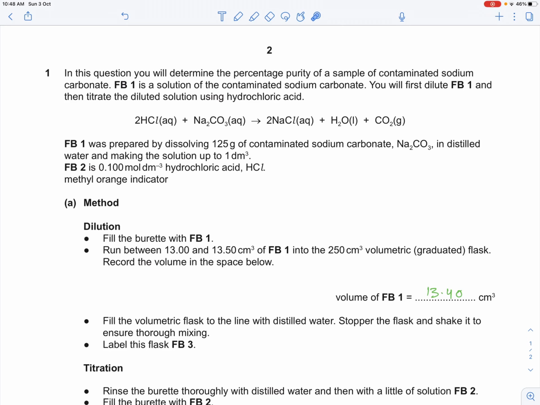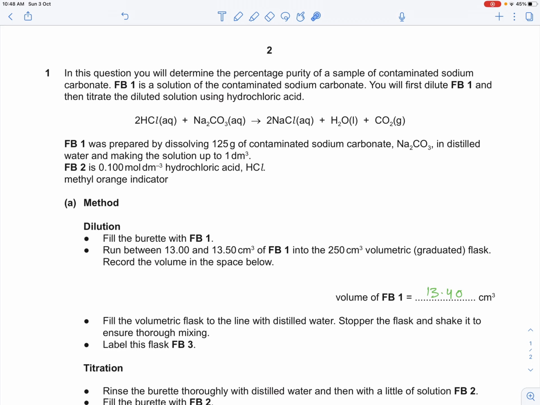So this is basically an acid-base titration between HCl, hydrochloric acid, and sodium carbonate. Fb1 is a solution of contaminated sodium carbonate. Basically, we have to determine the percentage purity of a sample of contaminated sodium carbonate. The sodium carbonate they have given us is contaminated, and we have to determine the percentage purity, that is, how pure our sample of sodium carbonate is.